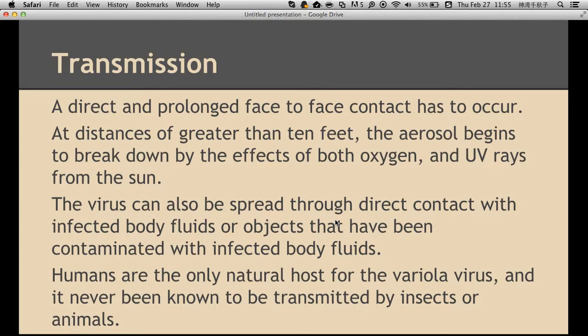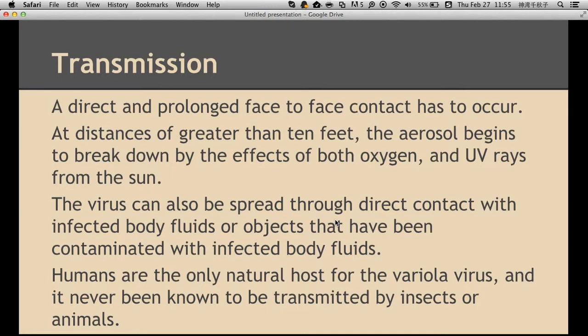Next is the transmission. Smallpox is very infectious. It's airborne, SARS-like, but for it to be spread from person to person, direct face-to-face contact has to occur. At a distance of greater than 10 feet, the aerosol begins to break down by the effects of both oxygen and UV rays from the sun.